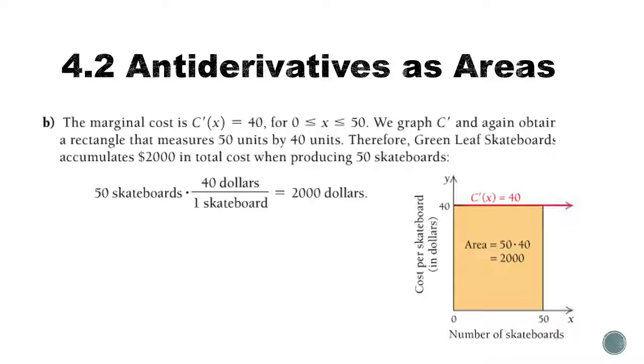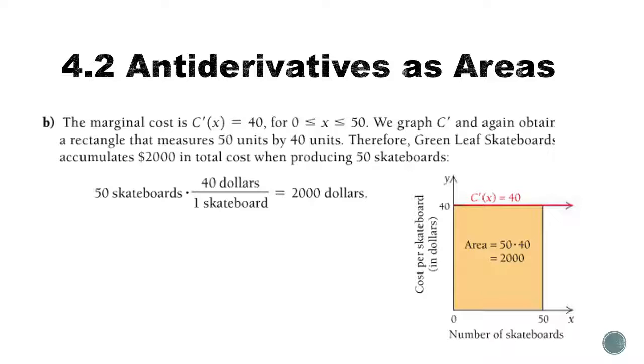Okay, the marginal cost is 40. So let's see, we graph c prime of x to obtain a rectangle that measures 50 units by 40 units. In other words, our function is c prime of x is 40. It's cost per skateboard.